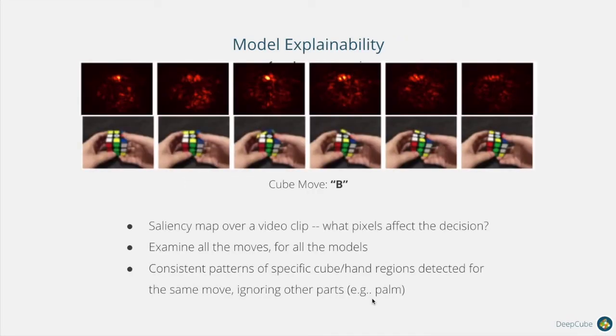To understand what pixels influence our decisions, we draw a saliency map over a video clip of a single move, and we apply this to all the models and all the moves. Across the board, we found a consistent pattern of specific cube or hand regions being detected for the same move, and our model is able to ignore other moving parts of the video, like the palm. This goes to show our model is fairly robust in that it is picking up useful features that can distinguish different moves from the video.